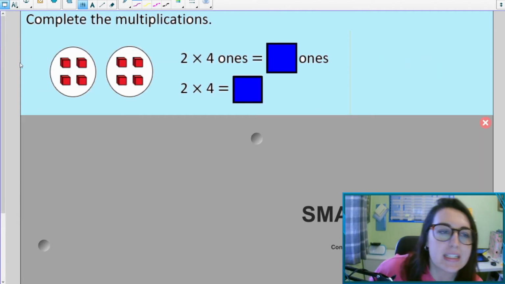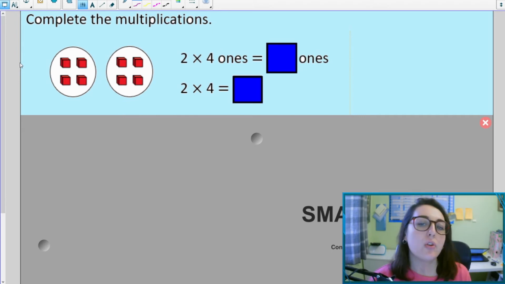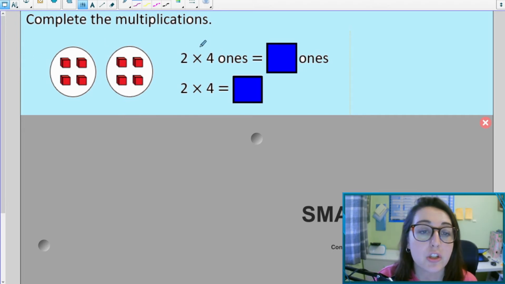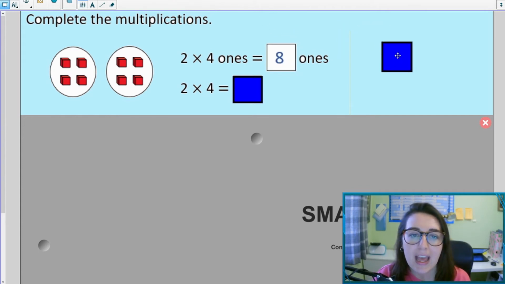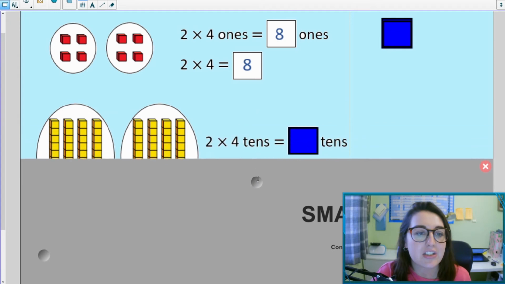So we need to complete the multiplication here. 2 multiplied by 4 ones equals how many ones? Well, 4 multiplied by 2 equals 8 ones. So 4 multiplied by 2 equals 8. This is going to help us to be able to figure out when it's a little bit different.